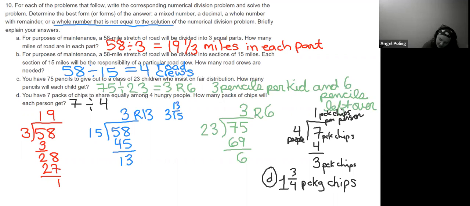So on D, we chose the mixed number. On C, we picked the whole number with remainder. On B, we picked the whole number that's not equal to the solution. And on A, we picked the mixed number again.